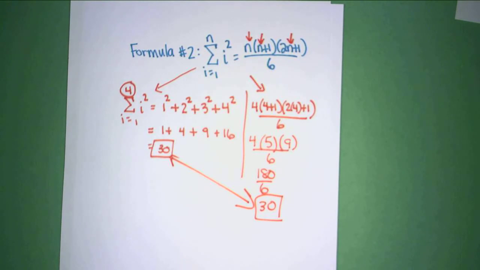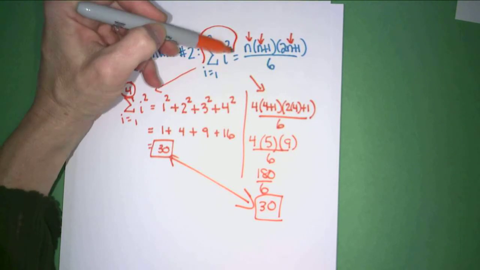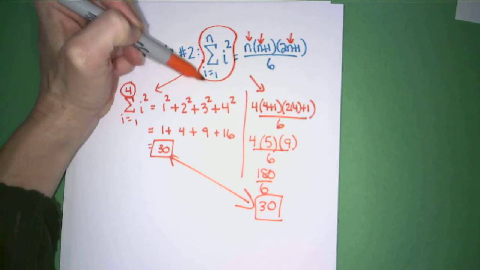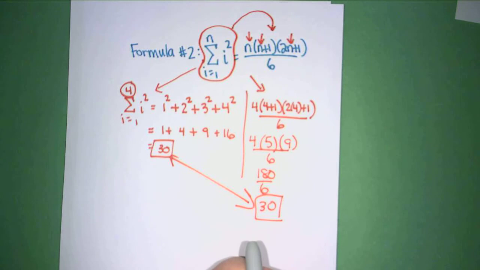So you can see why I'm asking you to memorize that. There are going to be problems coming down the pike where we're going to have something that looks like this, and to get rid of the sigma and the I squared, we're going to replace it with what we've memorized its counterpart to be, which is why I need you to memorize formula number 2.